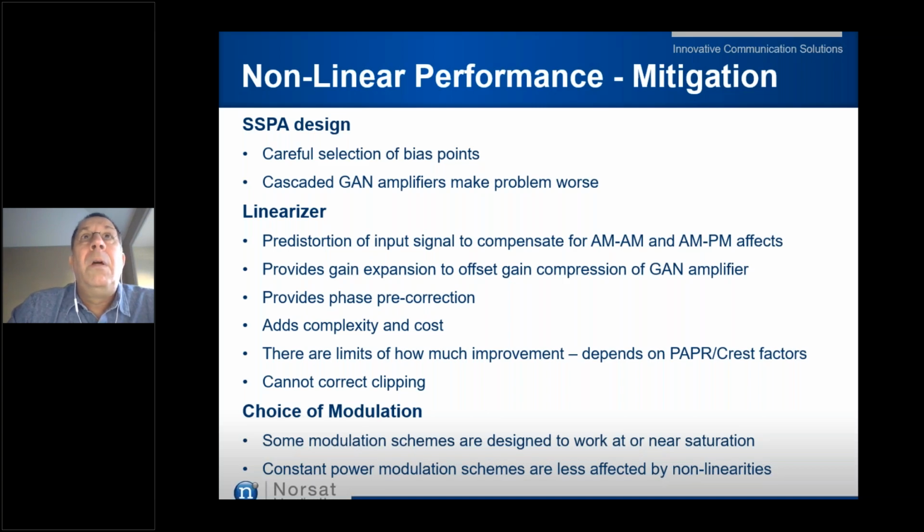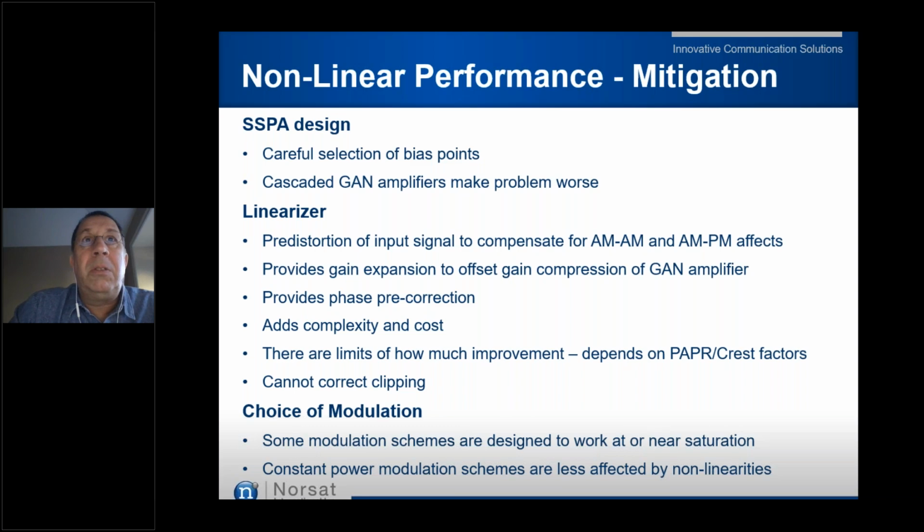Back to you, Mike. Okay, so before we get into the memory effects, we'll just talk a little bit about some mitigation of the nonlinear effects. One thing that we can look at is the SSPA design itself. Careful selection of components and the selection of the bias points can actually do a lot to improve your P linear point or the intermod. Also, cascaded GaN amplifiers tend to make the problem worse. So, use of GaAs drivers and GaN final amplifiers tend to make things a little bit better.